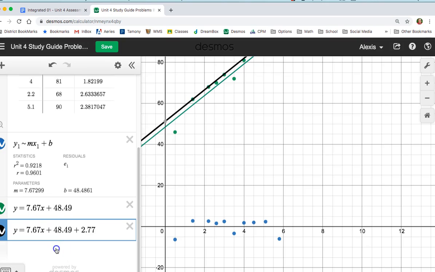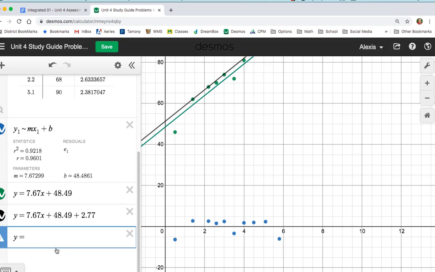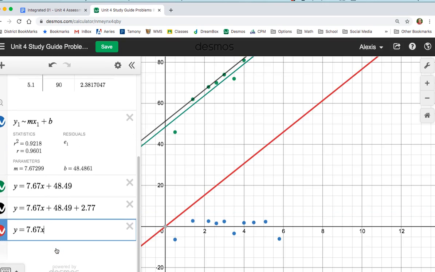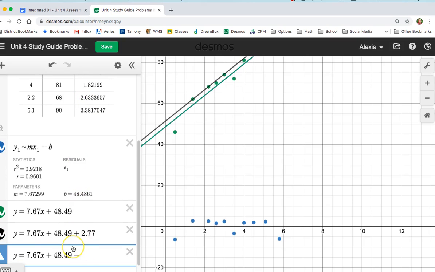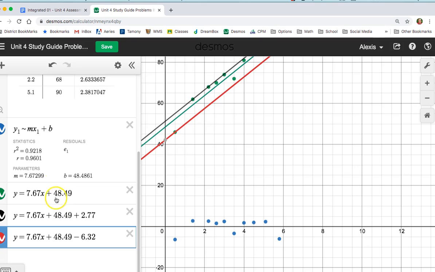Okay, then I'm going to do y equals 7.67x plus 48.49, the original line, but then I need to subtract the 6.32. So minus 6.32. And there's that line that's parallel to the least squares regression line, and it's going through the data point that's the furthest away below the least squares regression line.